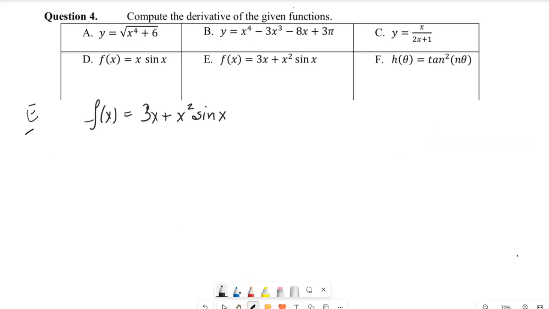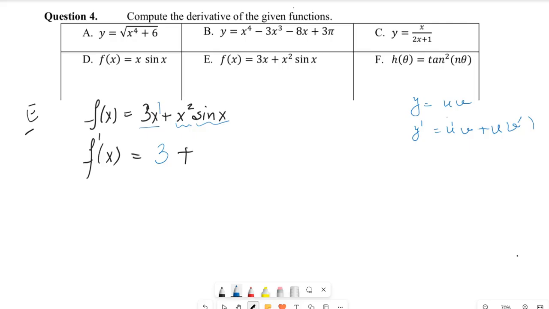The function is 3x plus x squared sine x. We need to find the derivative. The first is very easy. It is just the derivative of 3x, the power of x is 1, so that is just going to be 3, plus this one here is a product of two functions. You guys remember, if y is a product of two functions, then the derivative is the first function's derivative times the second as is, plus the first function times the derivative of the second.